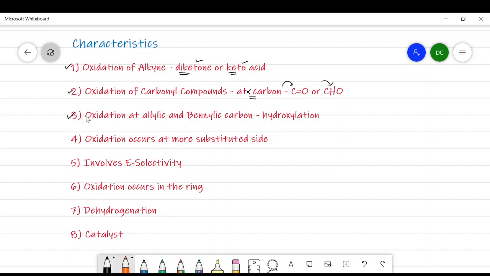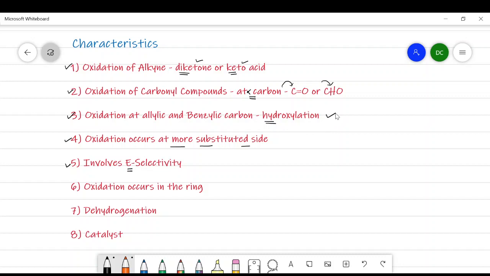It is also useful in the oxidation of allylic and benzylic carbon. This carbon is converted into a corresponding hydroxyl group. So there is an allylic and benzylic hydroxylation in presence of SeO2. In this hydroxylation, the oxidation occurs at a more substituted site always, and when there is oxidation at a more substituted site, this oxidation involves E-selectivity. Therefore, these three characteristics depend on each other.